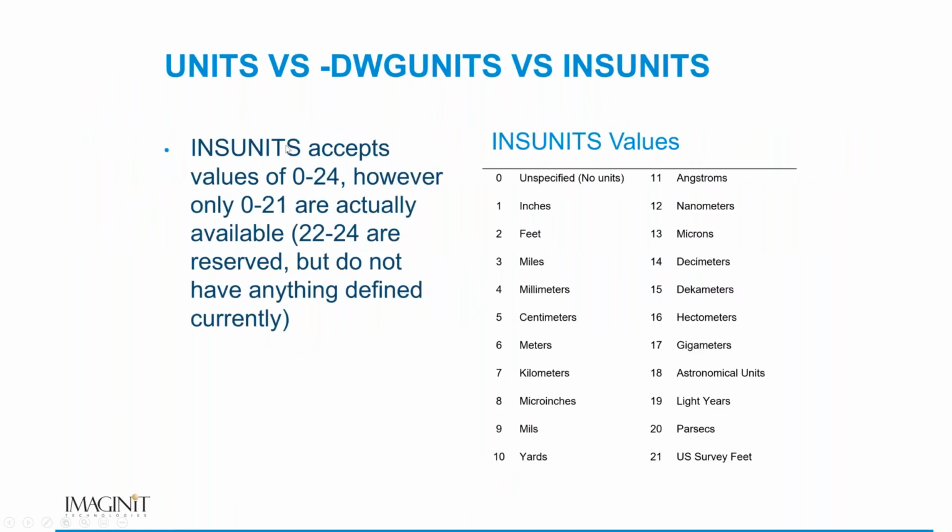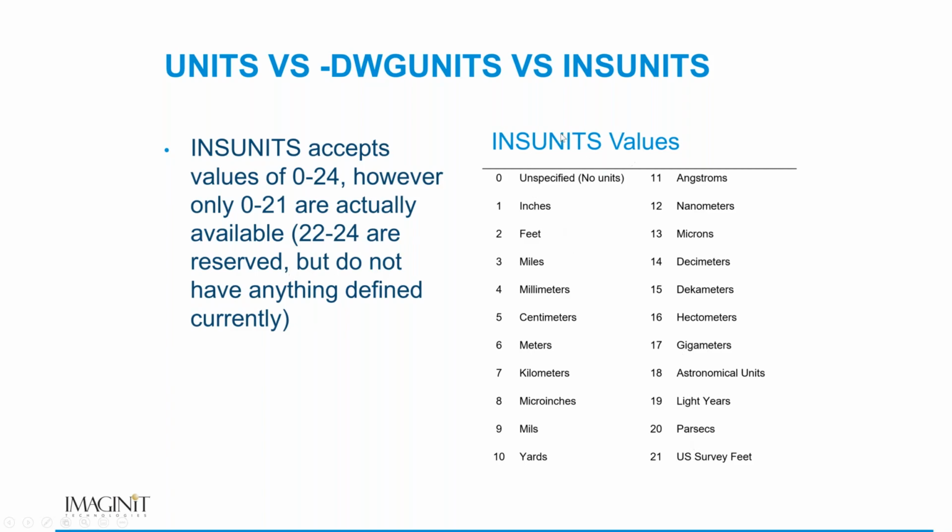So the INSUNITS system or drawing variable accepts values 0 to 24. However, only 0 to 21 are actually available. 22 to 24 are reserved, but don't have anything defined that makes sense.